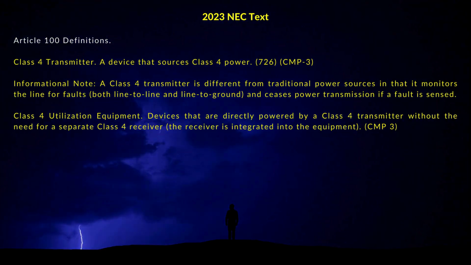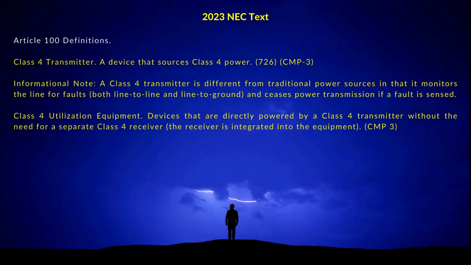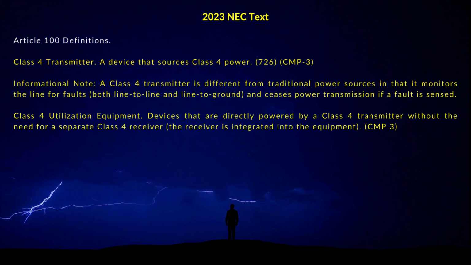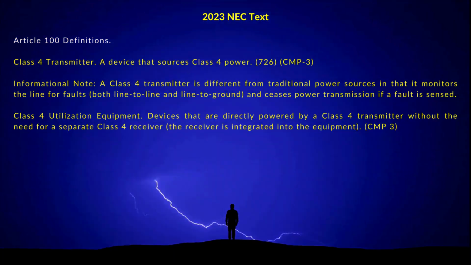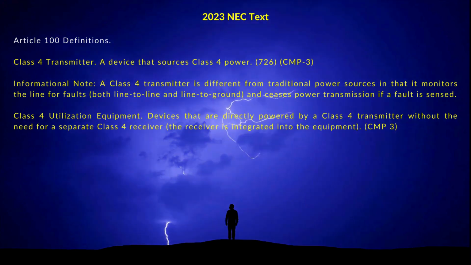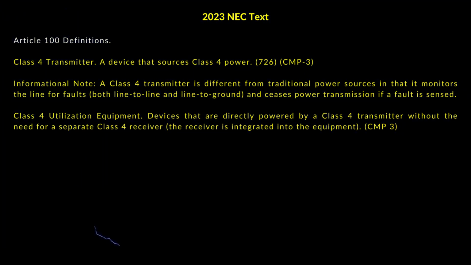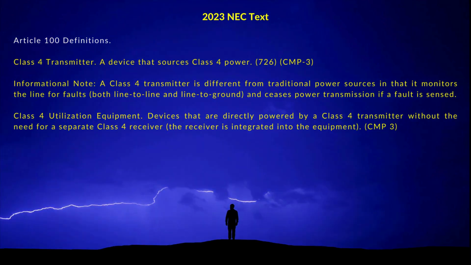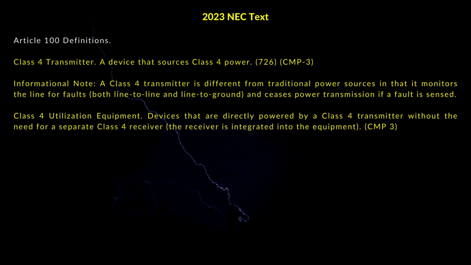The informational note states that a Class 4 transmitter is different from traditional power sources in that it monitors the line for faults, both line to line and line to ground, and ceases power transmission if a fault is sensed. Class 4 utilization equipment is devices that are directly powered by a Class 4 transmitter without the need for a separate Class 4 receiver. The receiver is integrated into the equipment.